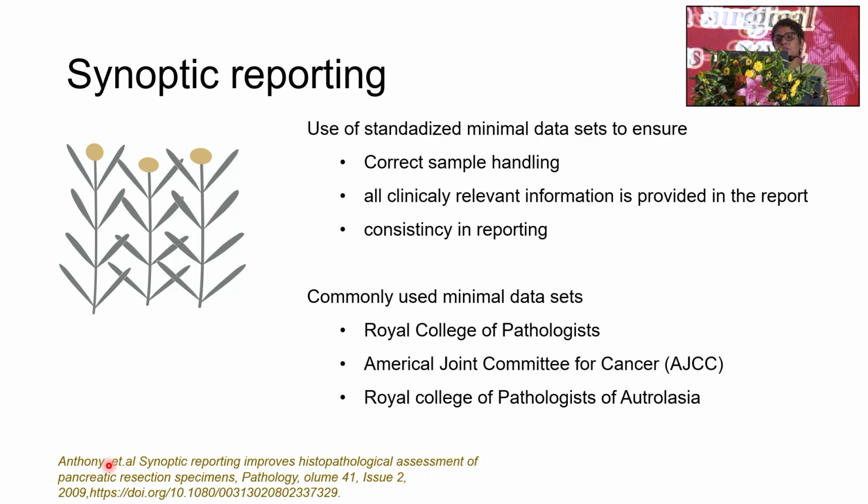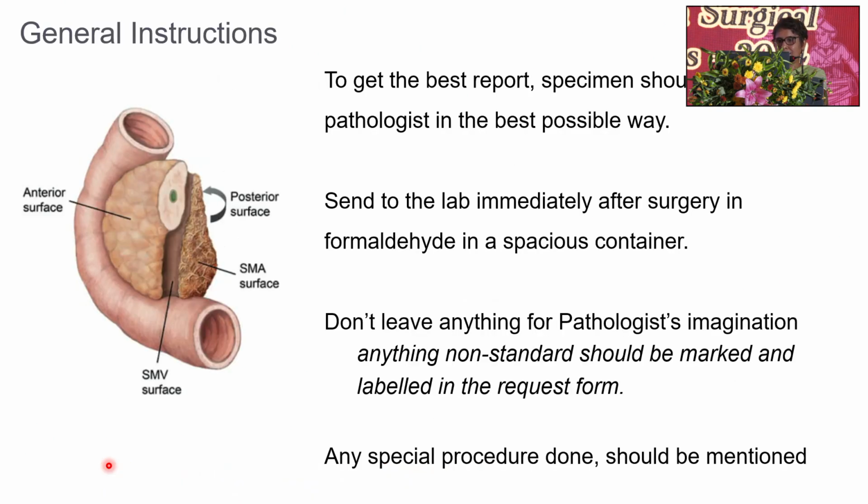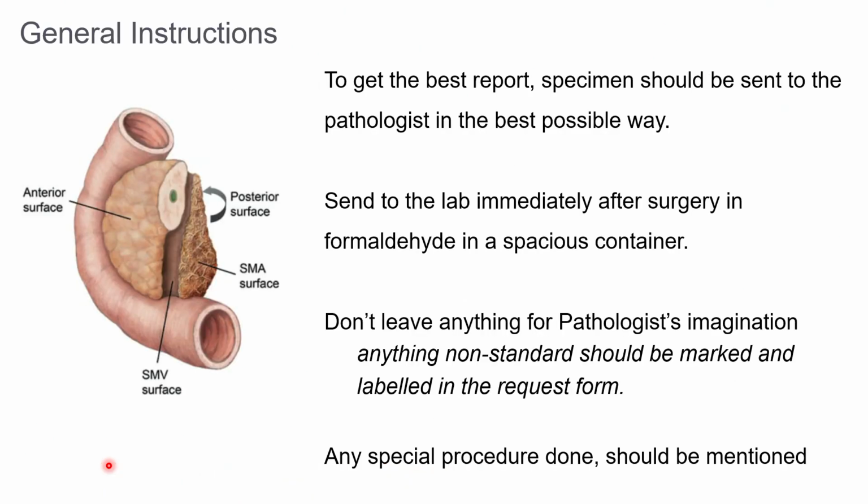The commonly used minimal data sets are those prepared by the Royal College of Pathologists, the AJCC, and the Royal College of Pathologists of Australasia. So we mostly use either the RCPath guidelines or the AJCC guidelines. All of these are more or less the same with very minor variations. Right. So a few general instructions, not only for pancreaticoduodenectomies, but more relevant to this.